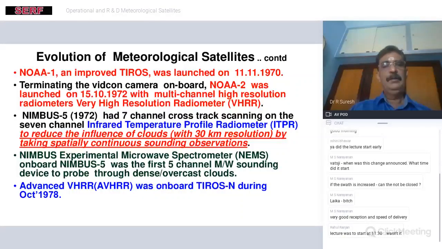The first naming of a satellite by NASA in the NOAA series, NOAA 1, was on 11th November 1970. It had only a Vidicon camera. In NOAA 2, the Vidicon camera was replaced by a multi-channel high-resolution radiometer, called the Very High Resolution Radiometer, VHRR. In the current day we say AVHRR, and even in recent times some more nomenclature has changed. So the VHRR was on board NOAA 2 in 1972.